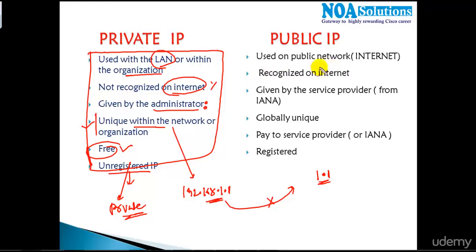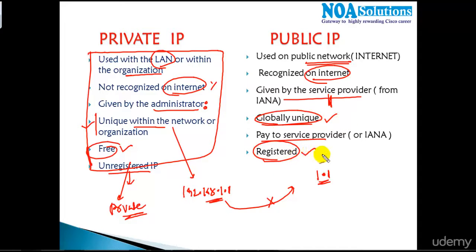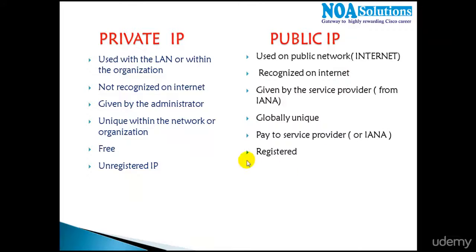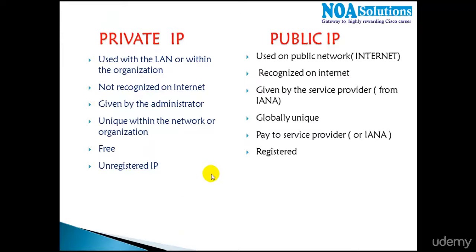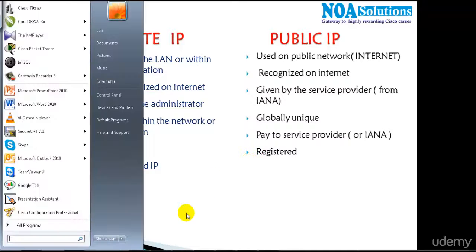If you want to go to internet, you need to have a public IP which is recognized on the internet, and you have to contact the service provider and pay the service provider to get that, and it will be globally unique. So it will be only one, and it is a registered IP address. So that's how the addresses are classified for different purposes: for within the company, within the organization, or if you want to go to internet.